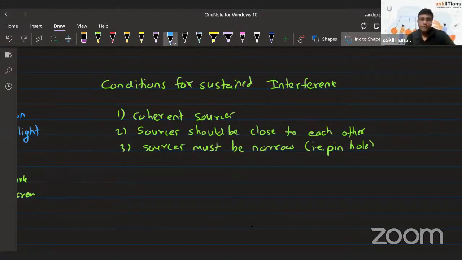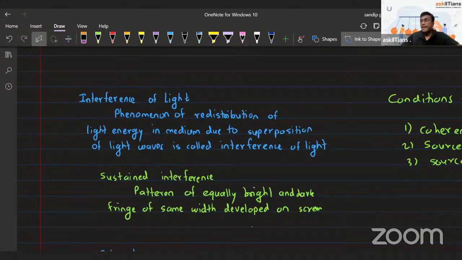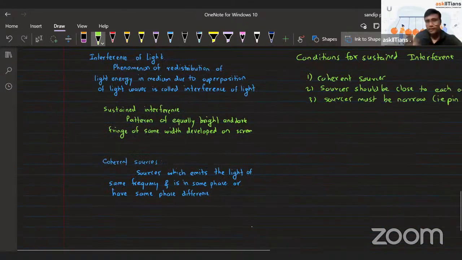Then let's talk a little bit about constructive interference and destructive interference. We already said that there must be bright band and dark band. When we say bright band, what does it mean? The light from two coherent sources, when they are in phase, will form the bright band. And when the lights are in opposite phase or out of phase, that will be the dark band.